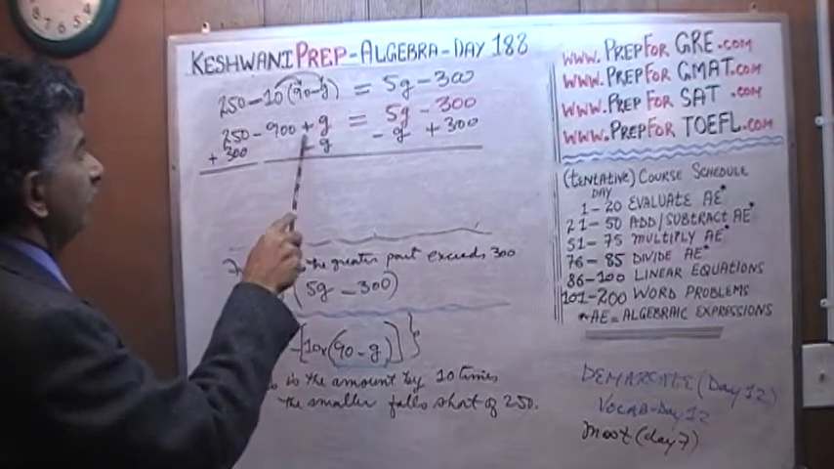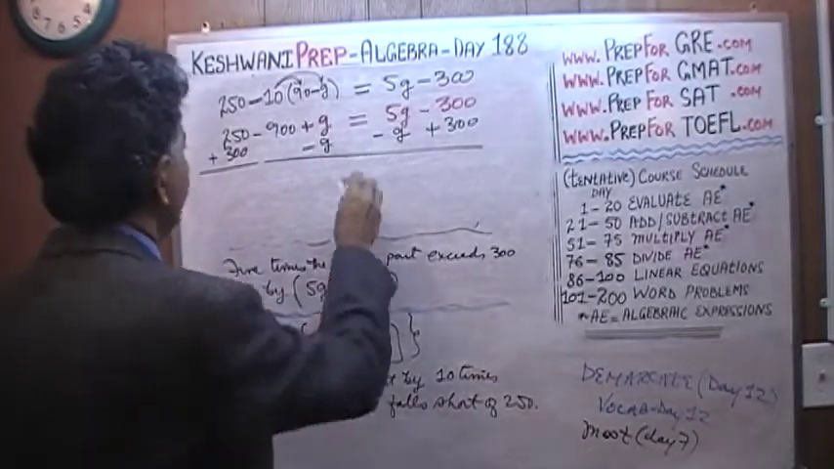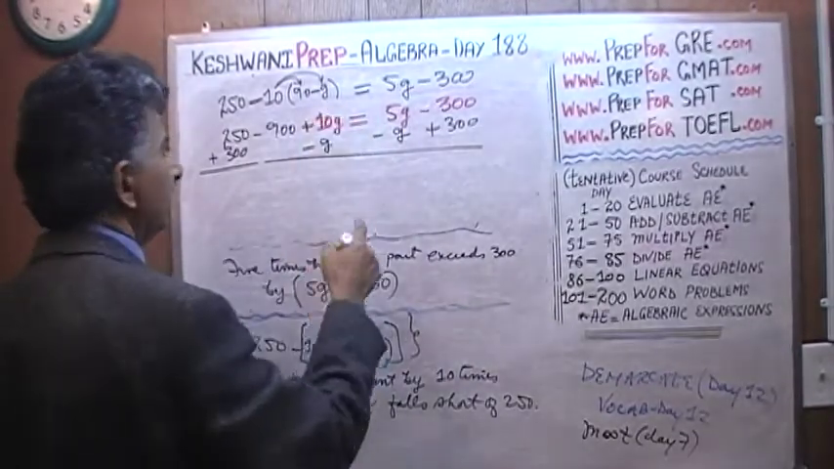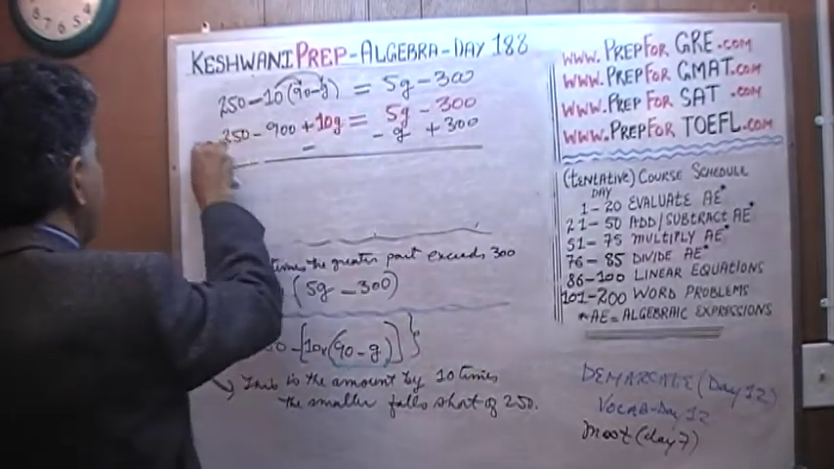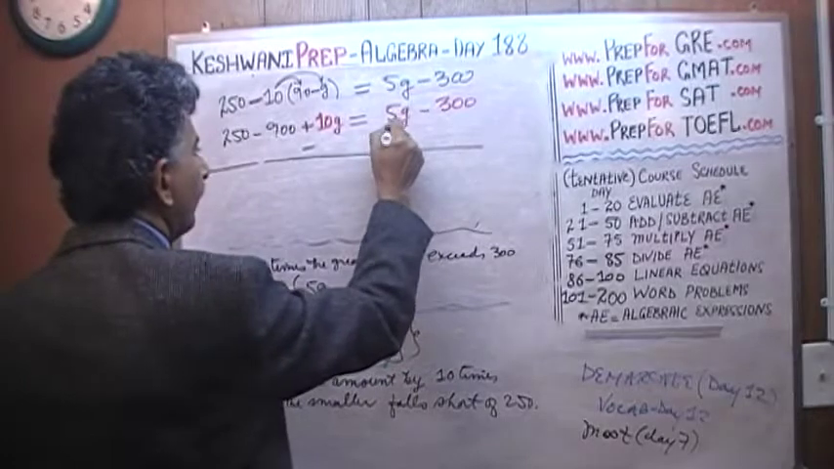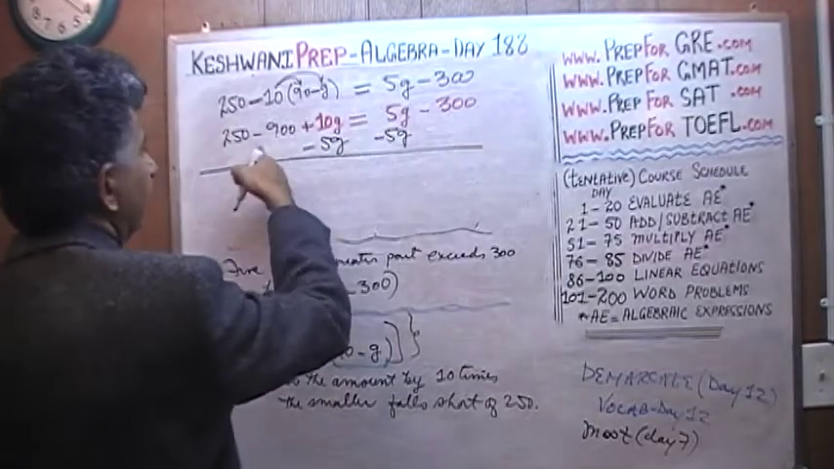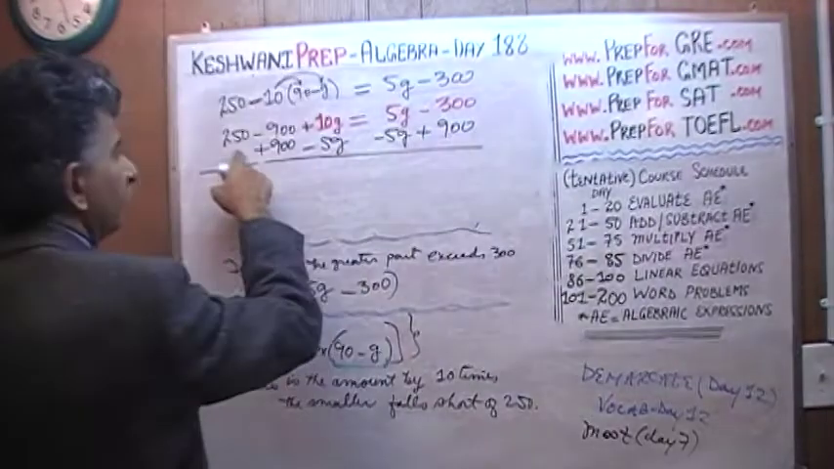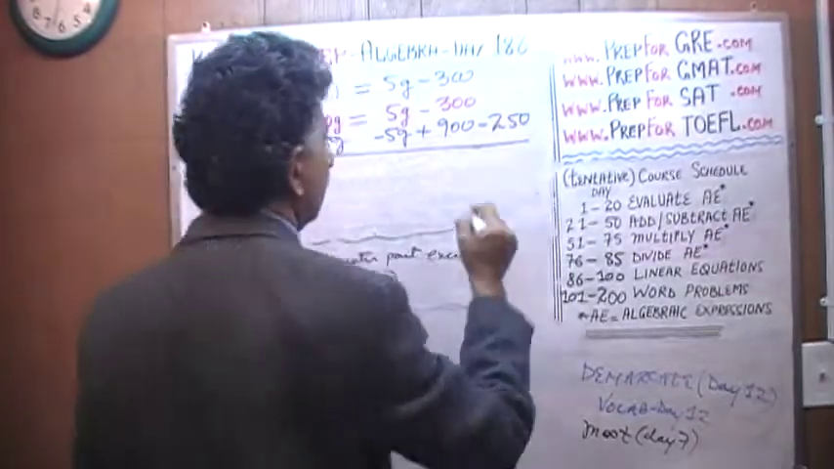Negative times negative is positive, but then we got 10 of them, not just one. 10 times g is 10g. This was a positive 10g. In which case, let's bring this 5g here. Let's subtract 5g from both sides. That takes care of that. That 300 is going to stay there. Let's bring this 900 there by adding 900 to both sides. Let's bring this 250 to that side by subtracting 250 from both sides. And now we are in business.